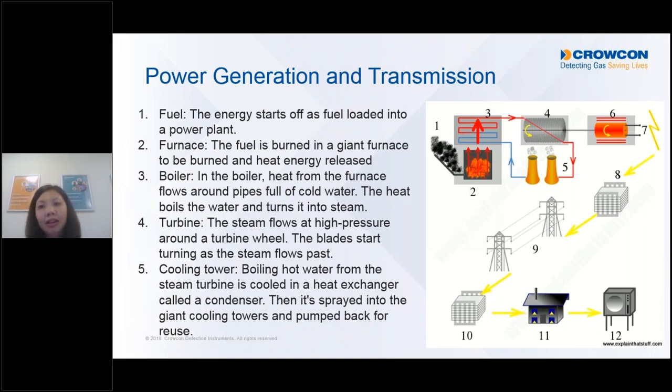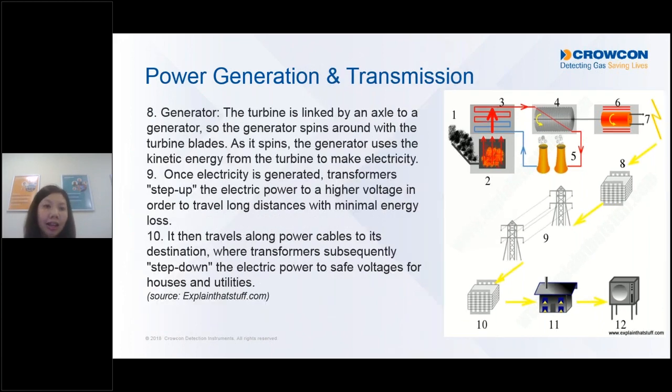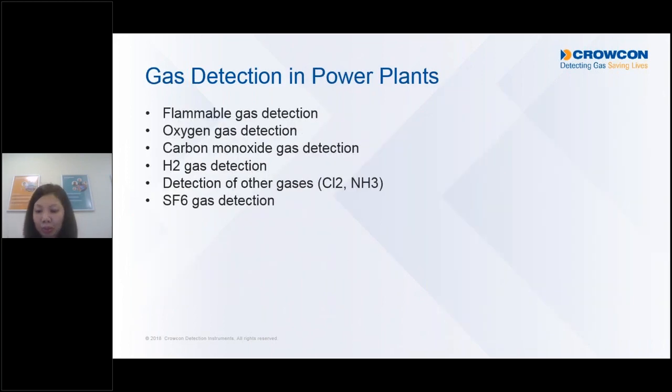When it goes through the generator, what happens to the hot water or steam? It is condensed in a heat exchanger and then cooled by the cooling tower, and then the cycle repeats itself. Then from the generator, going back up.